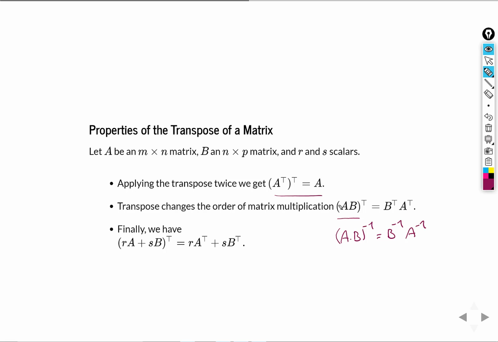And if we have A to be m by n and B to be n by p matrix, R and S are scalars, then we have R times A plus S times B, transpose, is just R times A transpose plus S times B transpose.